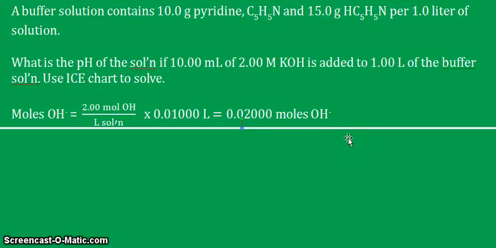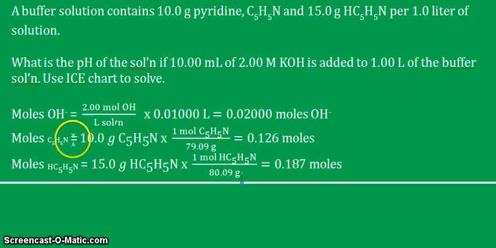From the previous video, we already know the moles of our buffer species, and these are the following. The moles of our pyridine is 0.126 moles, and the moles of its conjugate acid is 0.187 moles. So we'll be needing these moles for the next part of this solution.